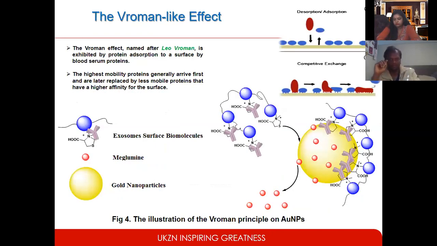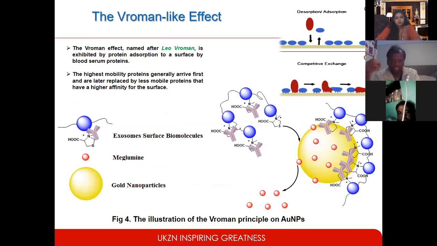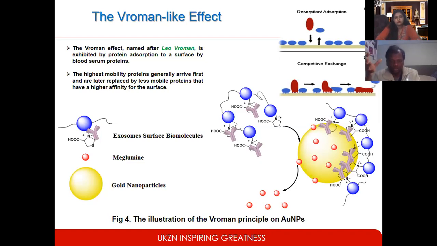Now you can see this Vroman-like effect. We design the molecule, do the experiments, characterize, and prove our results. Some hypothesis always comes up in our projects. This is the hypothesis: we need to prove how the exosome interacts with the gold surface, through some theory. The Vroman effect theory is a very good theory for surface properties.